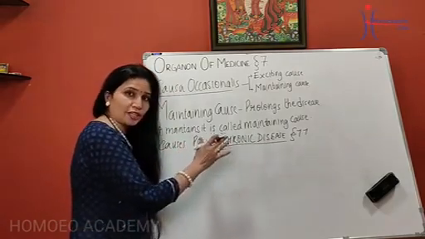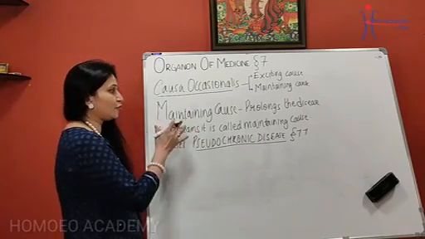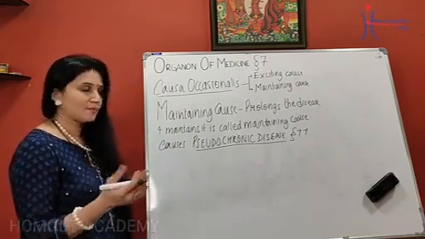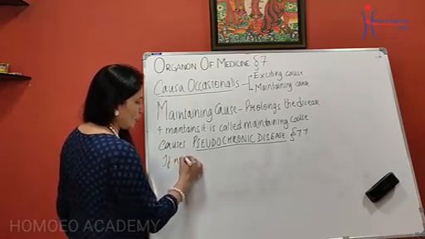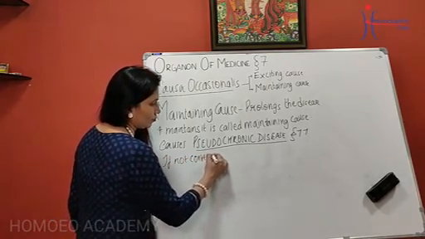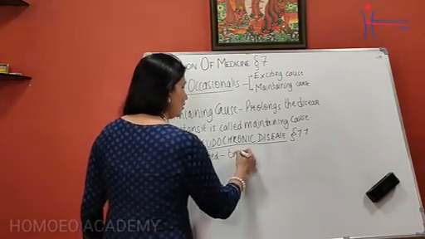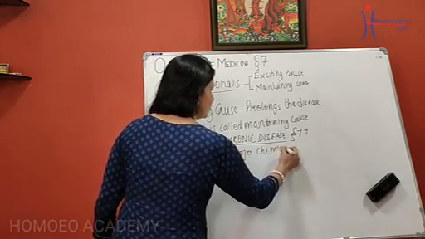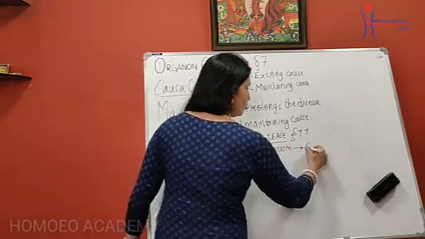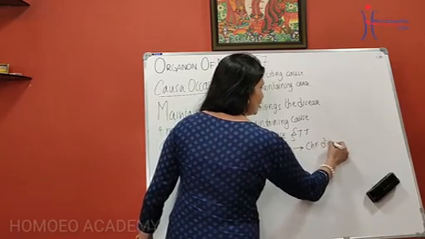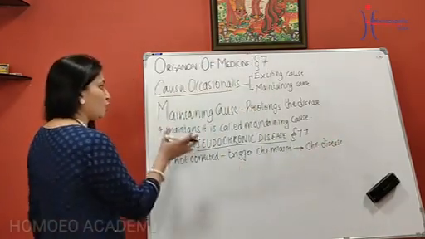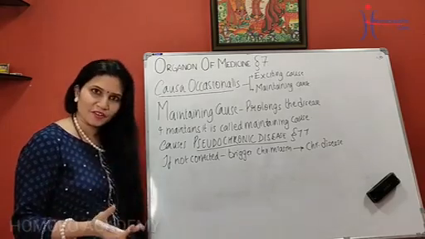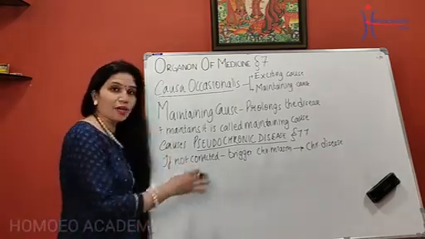But if this pseudochronic disease is not corrected, or if the maintaining cause is not removed in time, then it will trigger the chronic miasm and thus lead to chronic disease. So if it is removed at the right time, a lot of your energy and the patient's energy and health is saved. But if not, then it will lead to a chronic disease.